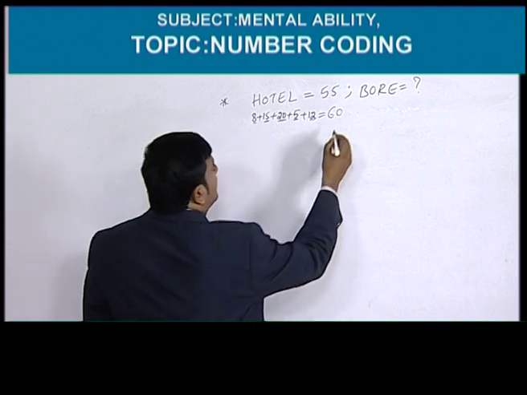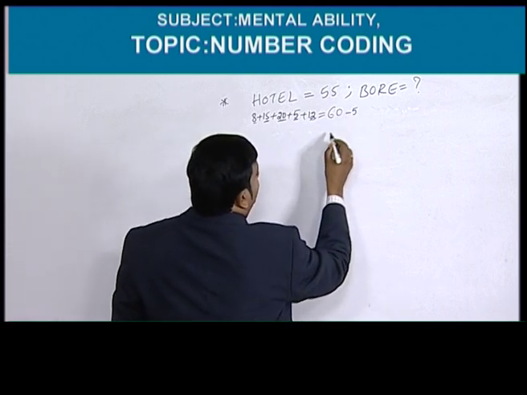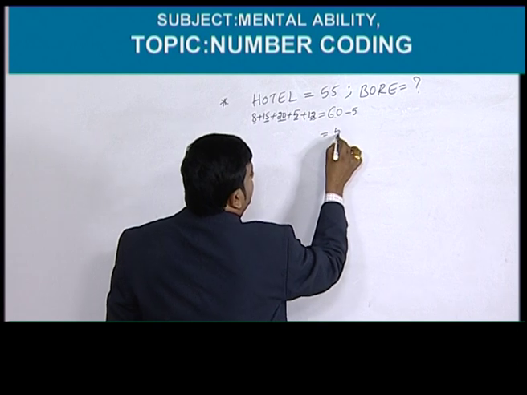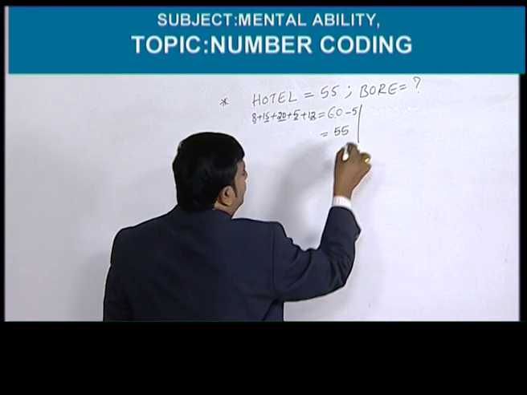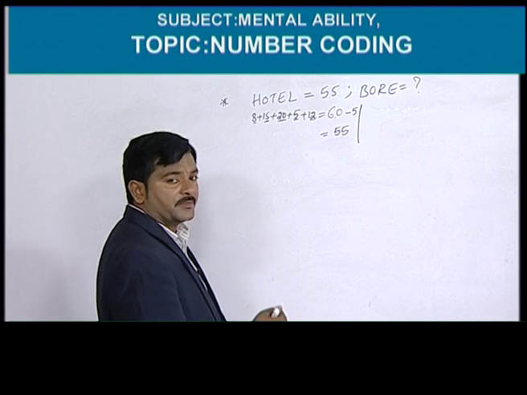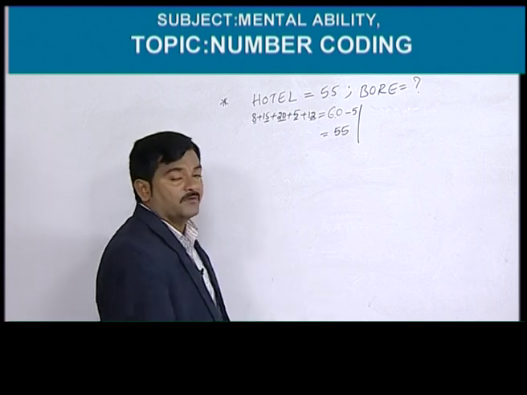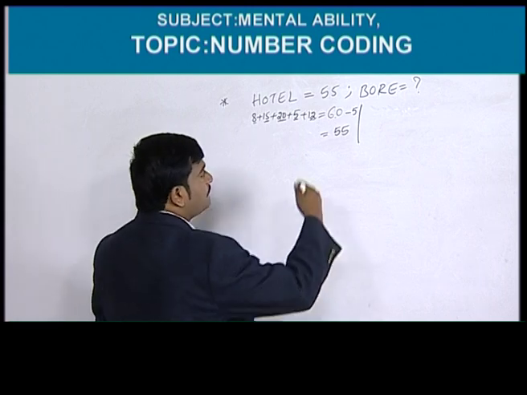What does it mean? How much E subtracted? 5 E subtracted. 60 minus 5, how much am I getting? 55 we are getting. Okay, same concept we can apply for the word bore also.